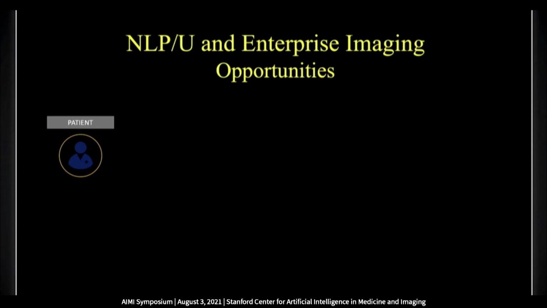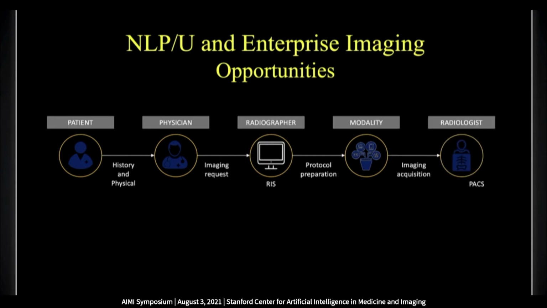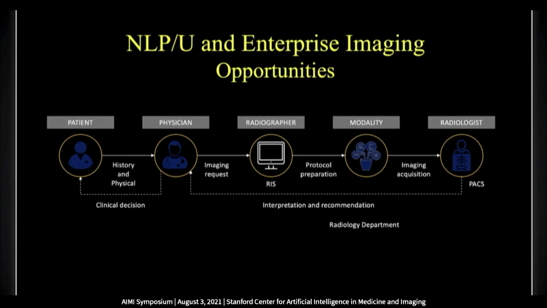So when you think about enterprise opportunities, you look at the typical healthcare cycle. Patient comes in, sees his doctor, takes a history and physical. Then makes an imaging request that goes to the RIS. The radiographer sees that request in the RIS and does the exam, picks a protocol, picks a modality, does the acquisition, goes to the PACS, comes back to the radiologist. There's a recommendation and an interpretation, which then goes to the doctor that makes a clinical decision.